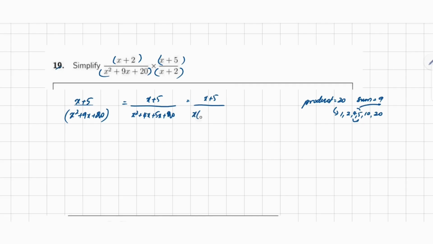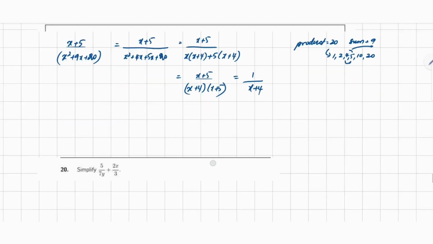We can take out the common term. We have x plus 4 plus 5 times x plus 4. And that gives us x plus 5 over x plus 4 times x plus 5. Again, we have x plus 5 over x plus 5, which gives us 1 over x plus 4, which is our final answer.